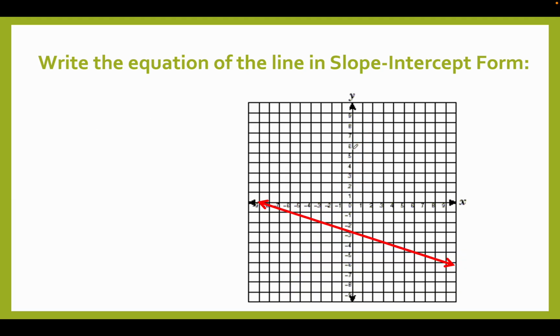The equation of this line in slope-intercept form is y equals -1/3 x minus 3. You can see that it crosses the y-axis at -3, and we go down 1 and to the right 3 to get to another point on the line, giving us a slope of -1/3.